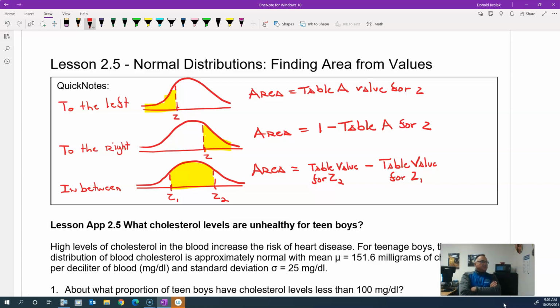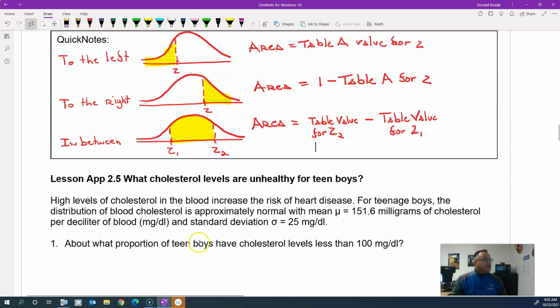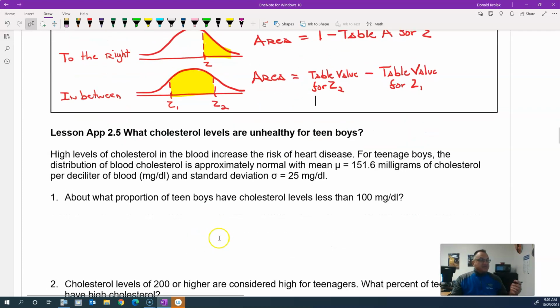All right, tomorrow, blood cholesterol levels for teenage boys. And your cholesterol level is an indicator of possibility of heart disease in the future.